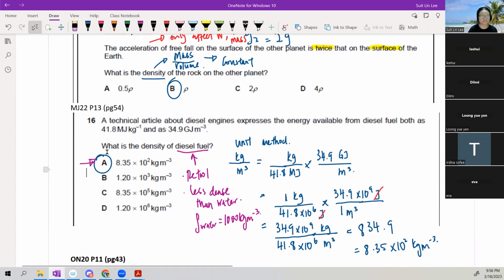If you know petrol is less dense than water, how do I know? Too much chemistry in my brain, or common knowledge. Oil floats, right? So it's less dense than water. Petrol is a type of oil. Fuel is a type of oil. All these are oil.